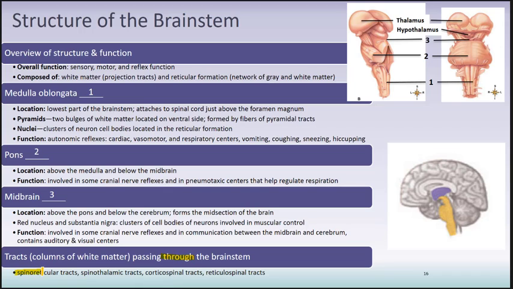Some examples here: the spinoreticular, so from the spine to the brain, spinothalamic, so from the spine to the thalamus. Corticospinal refers to from the cortical regions of the brain to the spine. And then here we have reticulospinal, so it's really the opposite of spinoreticular in terms of the direction that the tracts run, and then the nerve impulses through them.